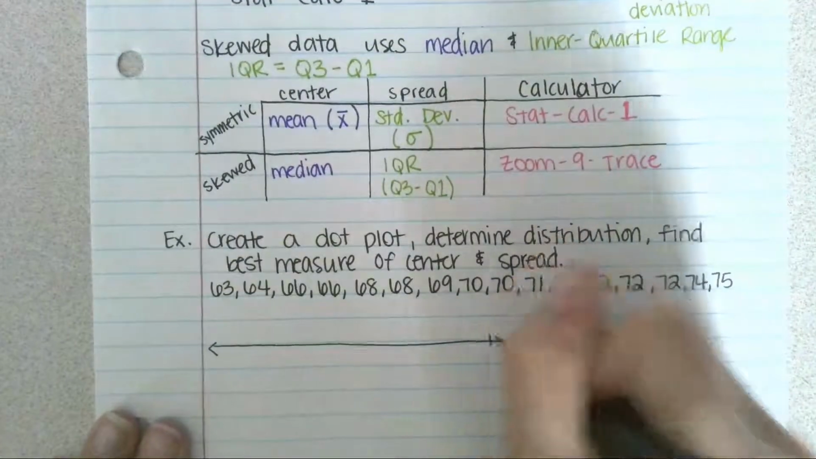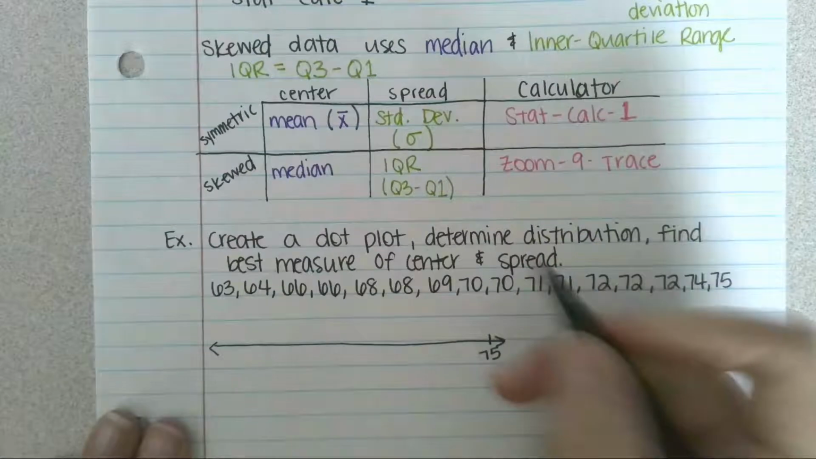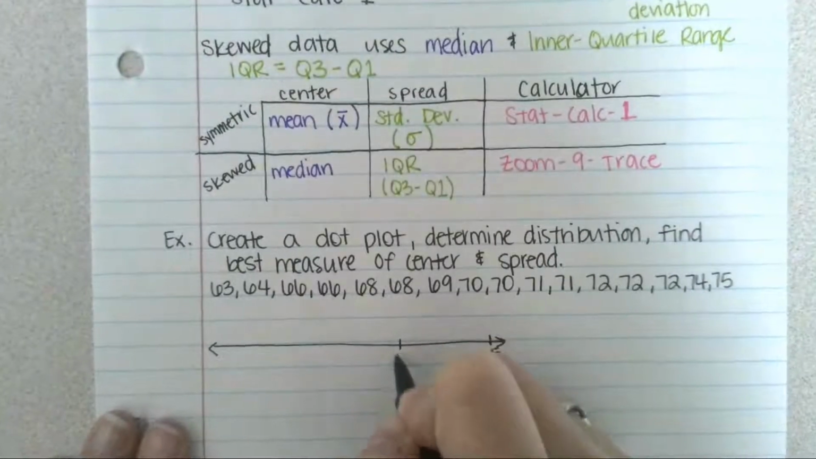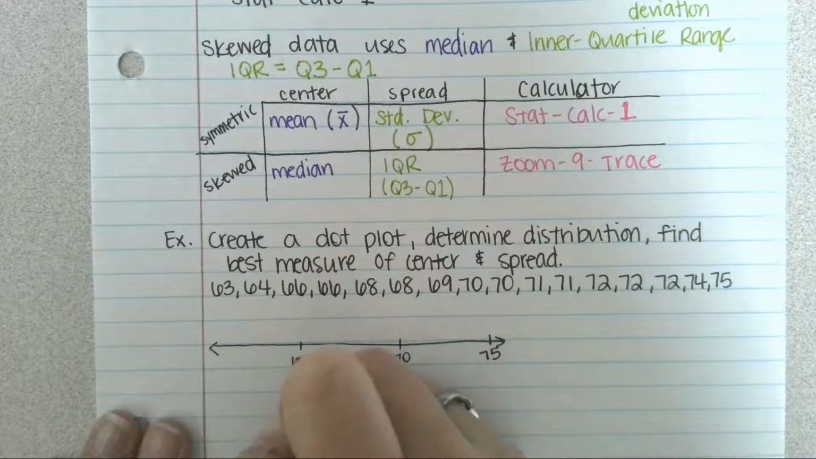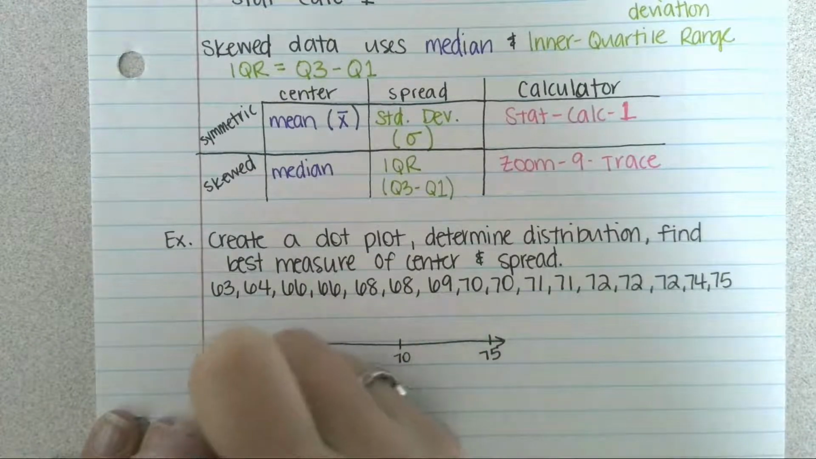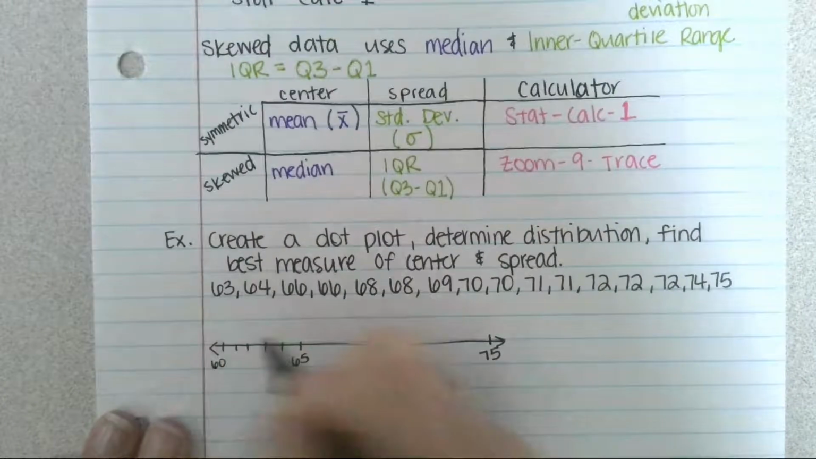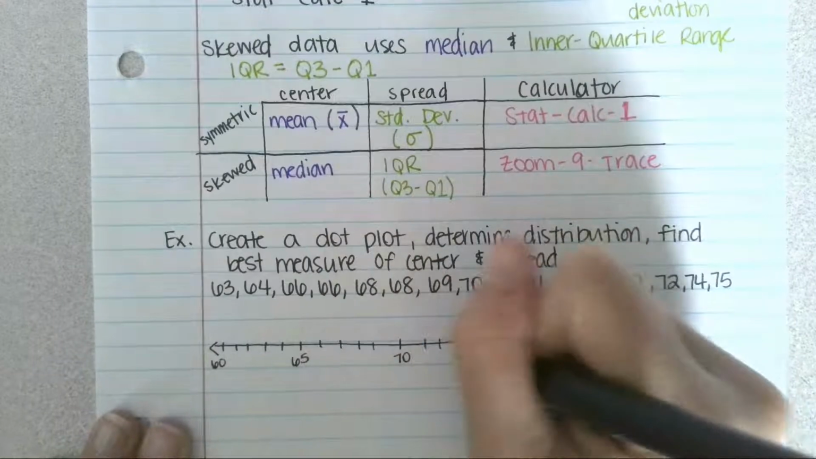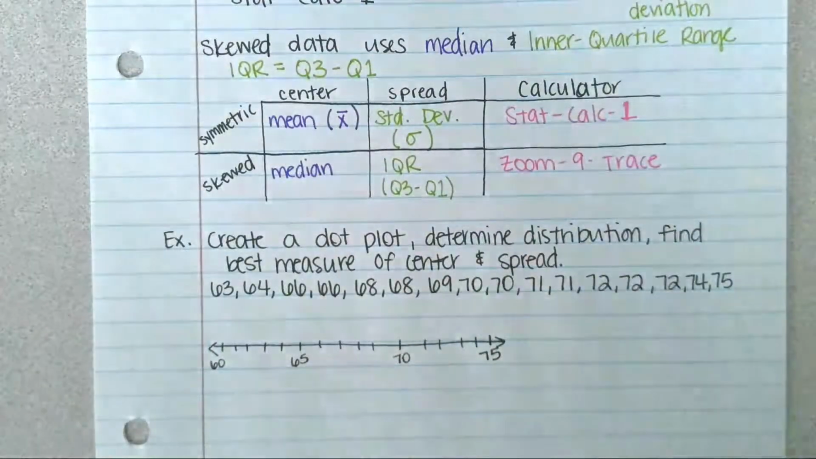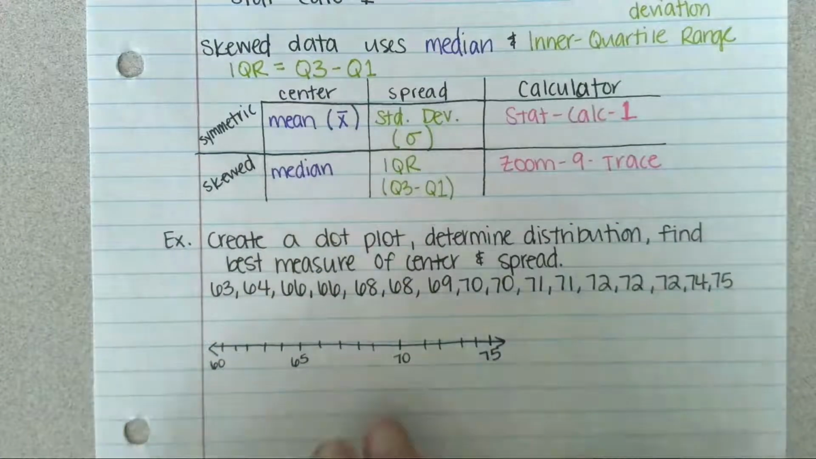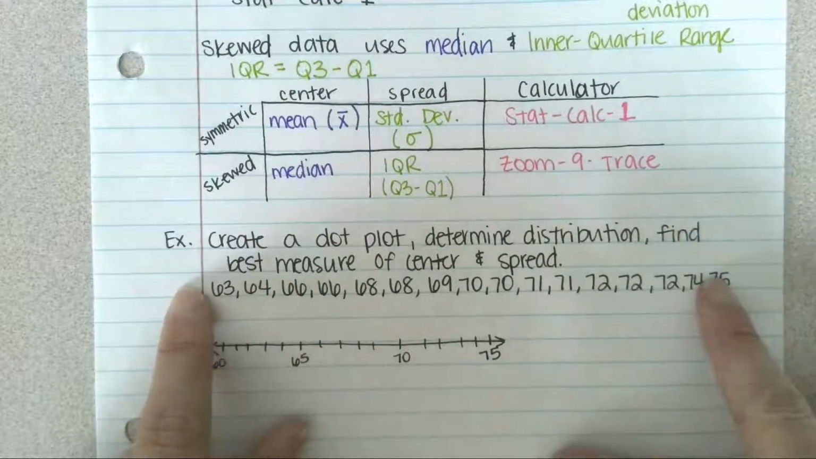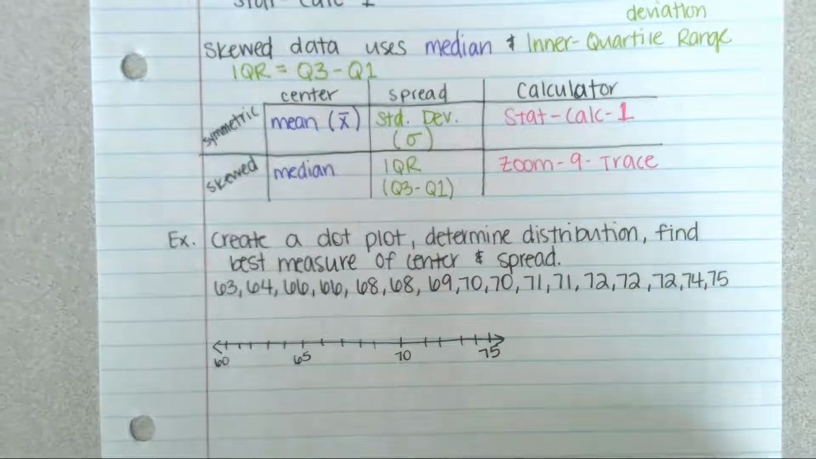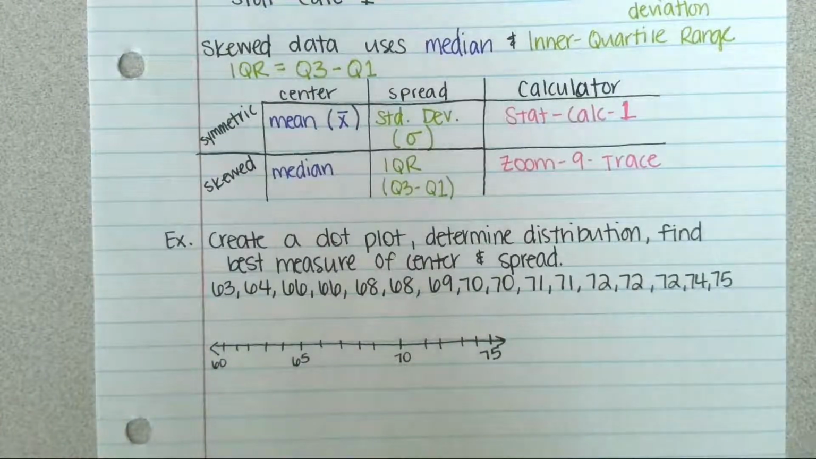So 75 is going to be the largest number. So I'm going to make that 70. That'll be 65, and then we can make this 60, which we don't have to have every single value. You can see that my number line is a little bit wonky, but that's okay, so long as you can put every single one of these points on here, you should be able to see the spread and the distribution well enough.